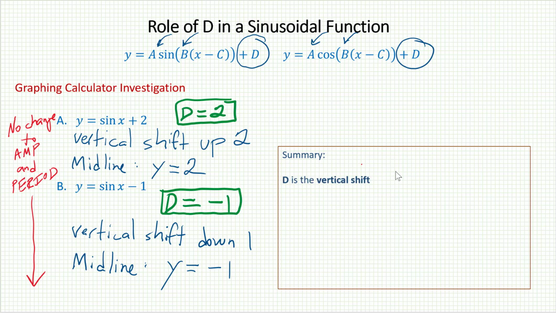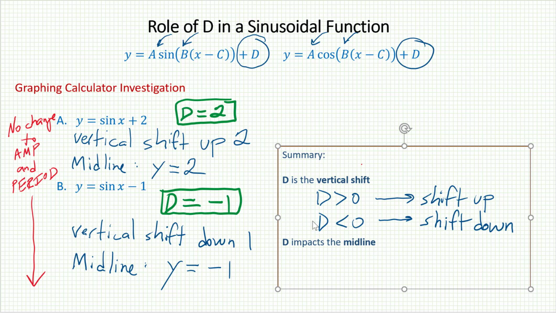d is the vertical shift. Specifically, if d is positive, the graph will shift up. And if d is negative, the graph will shift down. The other thing we want to say is that d impacts the midline. Specifically, y equals d is the equation of the midline. These are the things you want to take away.